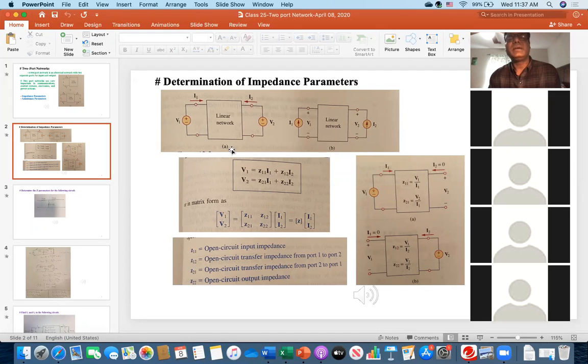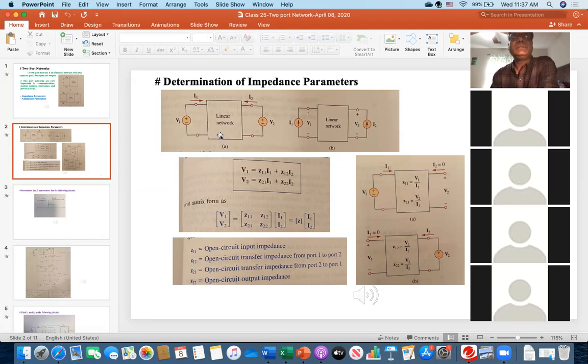In this slide, we are discussing determination of impedance parameters. When we deal with impedance parameters, we will concentrate on diagram A. A few slides later, when we calculate admittance parameters, we will be using diagram B. So now everybody concentrate only on diagram A. This means a two-port network with voltage sources.